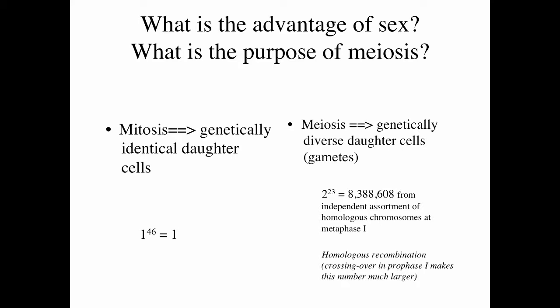On the other hand, the purpose of meiosis is to produce genetically diverse daughter cells, the daughter cells here being the gametes. Remember this equation, 2 to the 23rd, 8,388,608 possible combinations from independent assortment of homologous chromosomes at metaphase 1. And this number gets even way larger because of homologous recombination, or crossing over, that occurs in prophase 1.